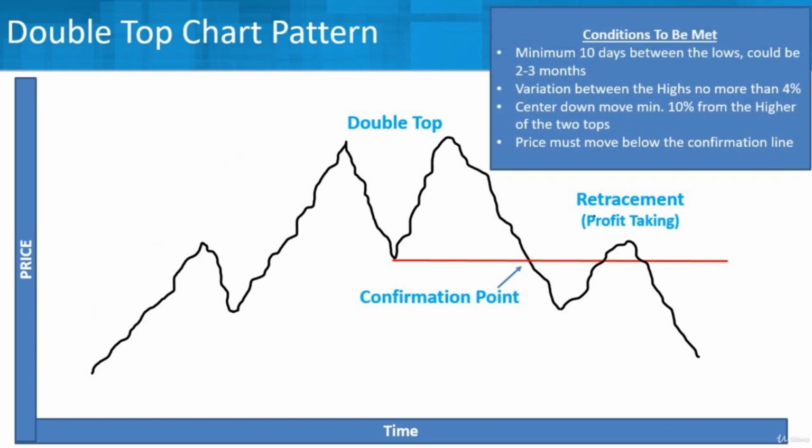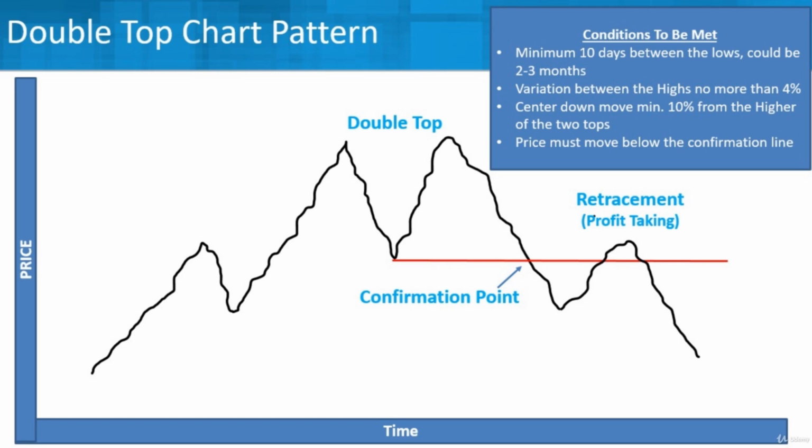Same thing as far as some conditions to be met. Again, mirror image of the double bottoms, but now it's the double tops. You're looking for at least 10 days between the tops. It could be months, but at least 10 days between them. And the variation between the highs now is no more than 4%. Again, it's not looking like staggering steps upward or something like that. You're definitely forming that M, and so you want those tops to be within 4% of each other. So it really starts to look like that letter M.